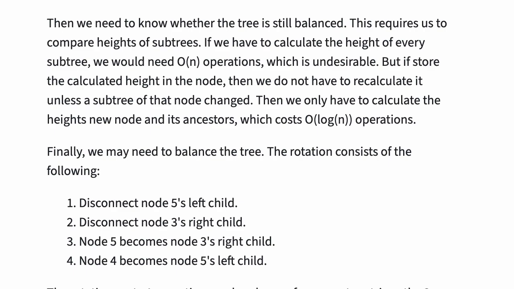The rotation consists of the following. Step 1, disconnect node 5's left child. Step 2, disconnect node 3's right child. Step 3, node 5 becomes node 3's right child. And step 4, node 4 becomes node 5's left child. The rotation costs 4 operations and perhaps a few more to retrieve the 3 changing nodes. More importantly, rotation costs a fixed number of operations, or O of 1.